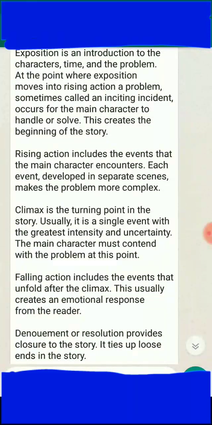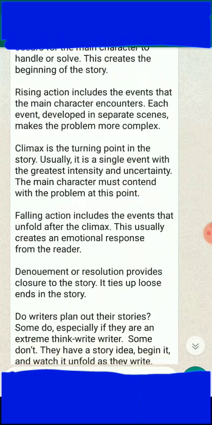Rising action includes the events that the main character encounters. Each event develops in separate scenes, making the problem more complex. Climax is the turning point in the story. Usually it is a single event with the greatest intensity and uncertainty. The main character must contend with the problem at this point.